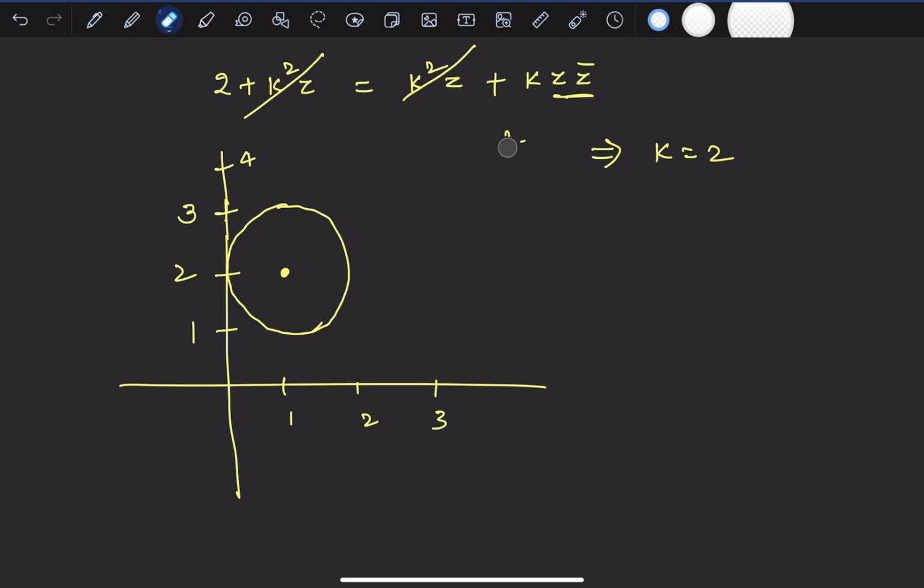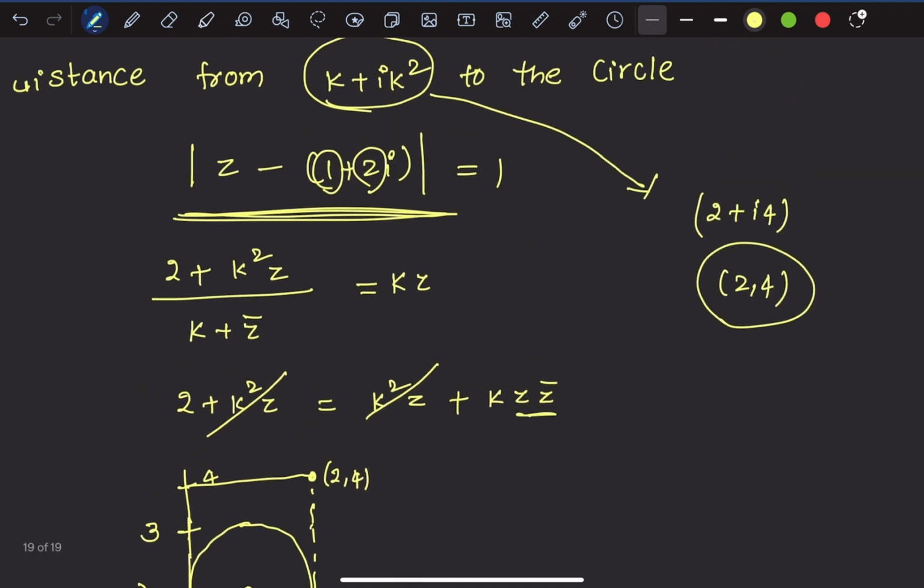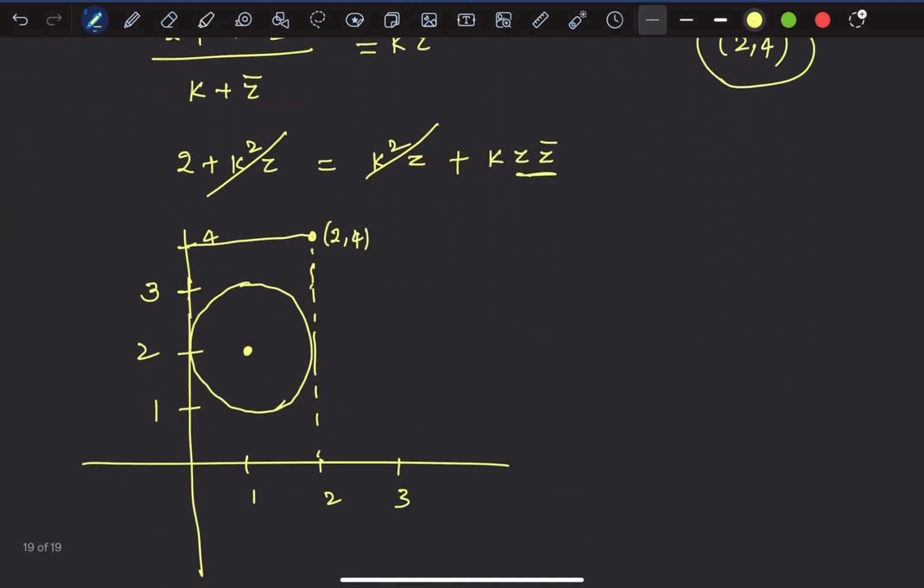Alright, I'll erase this. Your point (2, 4) lies somewhere here. Now you have to find the maximum distance of this point from this particular circle. So what will give you the maximum distance? You'll get the maximum distance when you pass through the center and reach this point. So the maximum distance will be the distance between these 2 points.